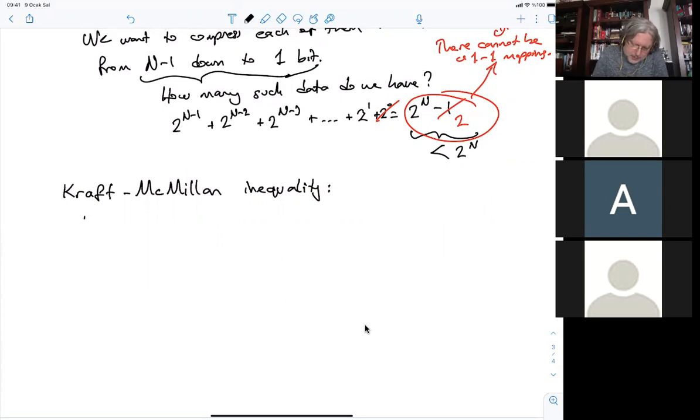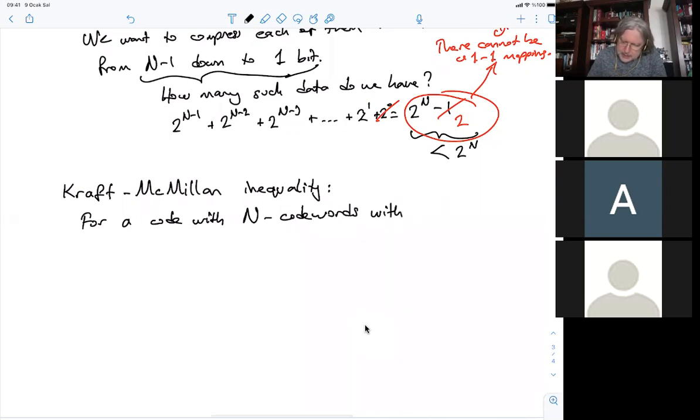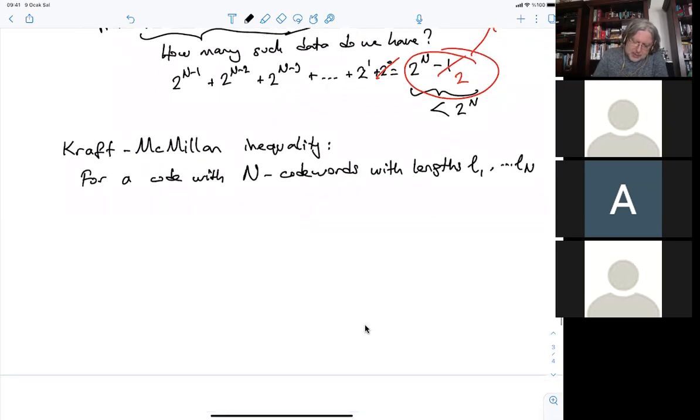If we have a code with N code words, so in the alphabet we have N symbols with lengths L sub 1 to L sub capital N, then there is a symbol called Kraft number K of this code that is equal to the sum over i from 1 to capital N of 2 to the power negative Li.